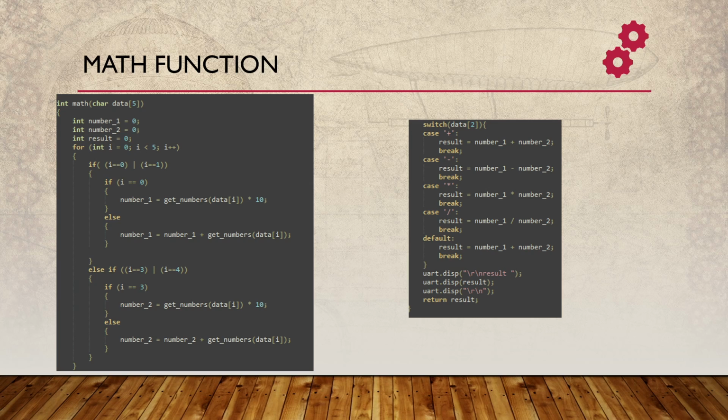Next up is the math function. This uses the get numbers function on each of the two couples of values that was entered by the user to get them. For the tens place, it gets it and then multiplies it by 10, and then it adds the ones place to it. And then the final part of this is the actual operation, which uses a case statement to figure out which operation needs to be done and then executes that and then returns the result.